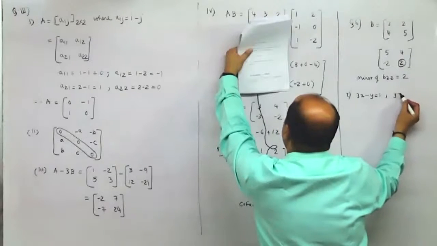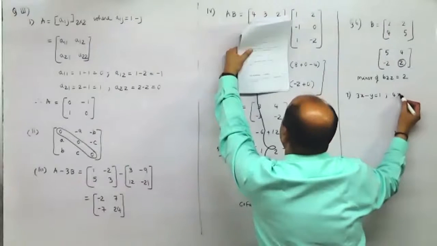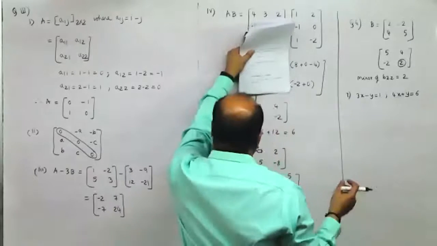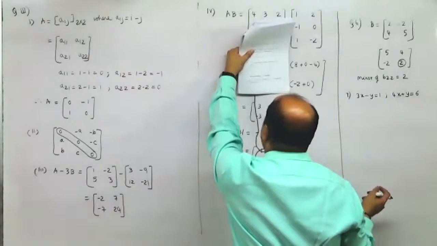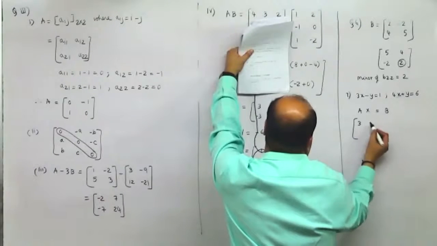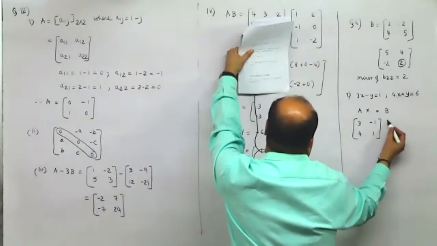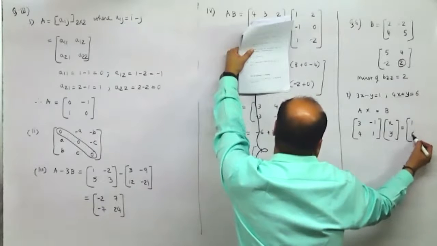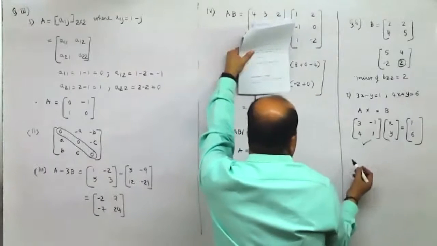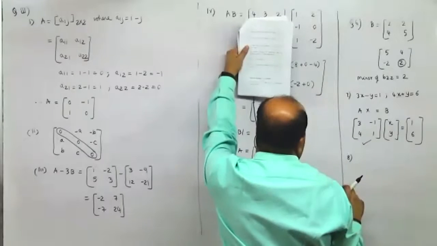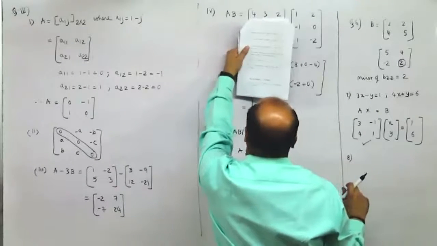3x minus y equal to 1, and y plus 4x, or I'll say 4x plus y equal to 6. If Ax equal to B, then what is A? What they mean to say is this would be 3 minus 1, 4, 1. And this would be x and y, and this would be 1 and 6. Is this what they meant? No, sir. Behind, the answer is given as A is equal to 3 minus 1, 4 and 1. They did not write X, Y and 1 and 6.